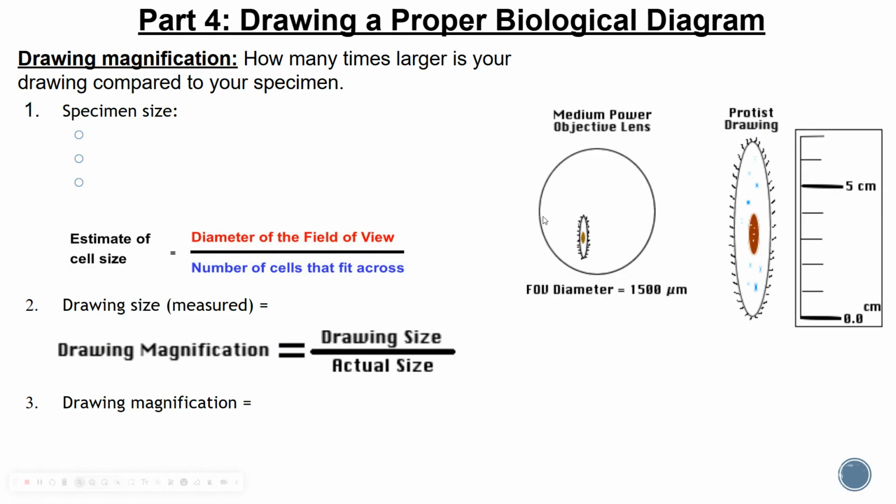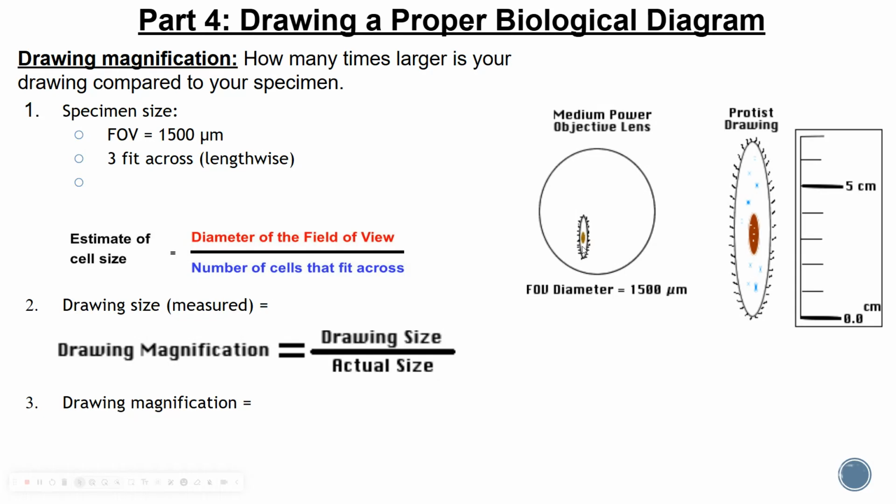So, we're going to do an example here. Here we have a drawing of a protist cell. This cell is being viewed under medium power, with a 1500 micrometer field of view. You want to figure out how big your drawing is compared to the actual specimen. So first you need to find the specimen size. Remember, at medium power the field of view is 1500 micrometers or 1.5 millimeters.